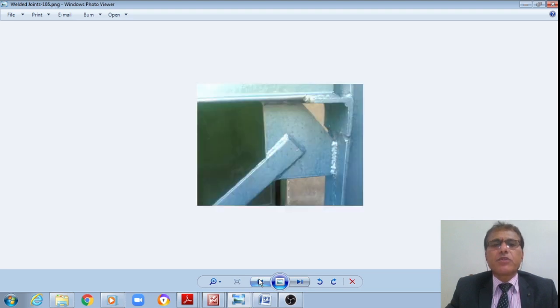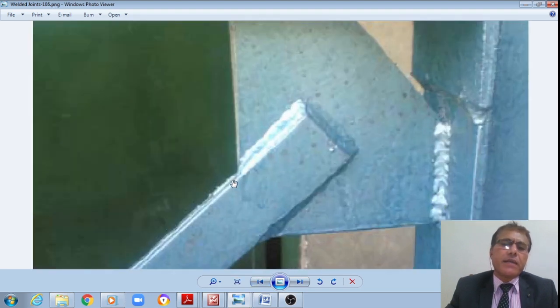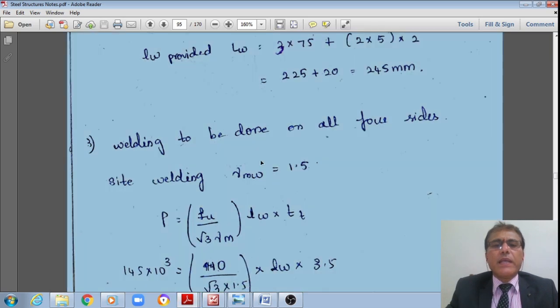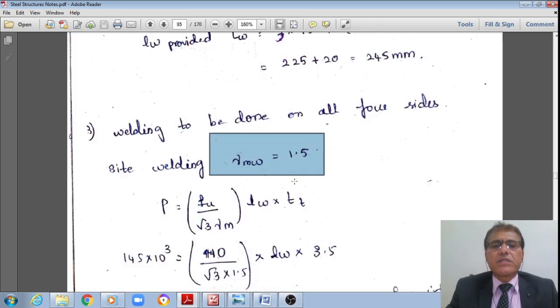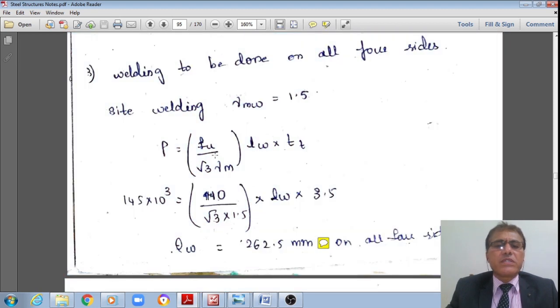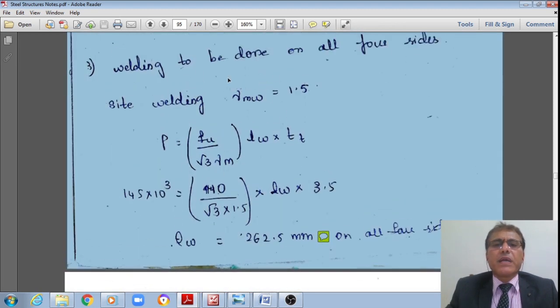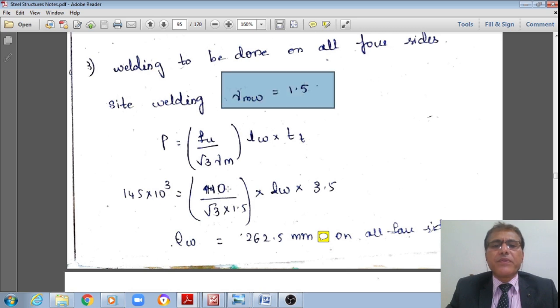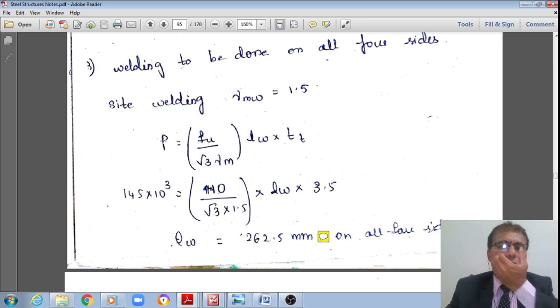Now the fourth side will not be seen on the rear side. Here on the rear side that will not be seen. However, here we need to do the site welding. Therefore the partial safety factor for the site welding is equal to 1.25. Now I would have the same formula, but because of this change in gamma mw to 1.5, the result will change. Otherwise the formula is saying P is equal to Fu divided by root 3 multiplied by gamma mw, where Fu is equal to 410, multiplied by LW multiplied by the effective throat thickness 3.5.